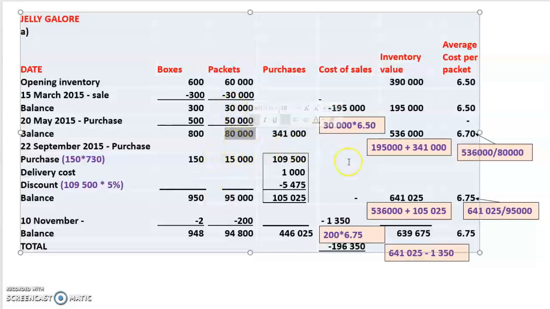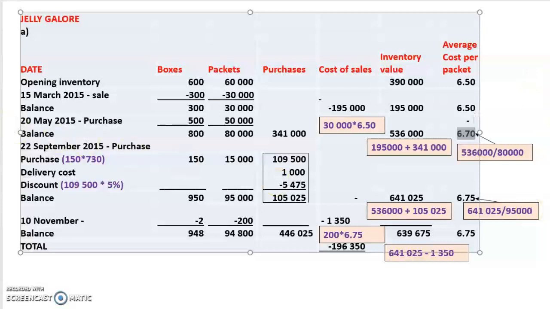What was the total cost price of those packets available to sell? That was the total value on hand: 195,000 just before the purchase transaction, plus the purchases of 341,000. So the total value on hand is 536,000. What was the average cost? 536,000 divided by the number of packets, 80,000, and that gave us a new average cost per unit of 6.70 Rand per unit.